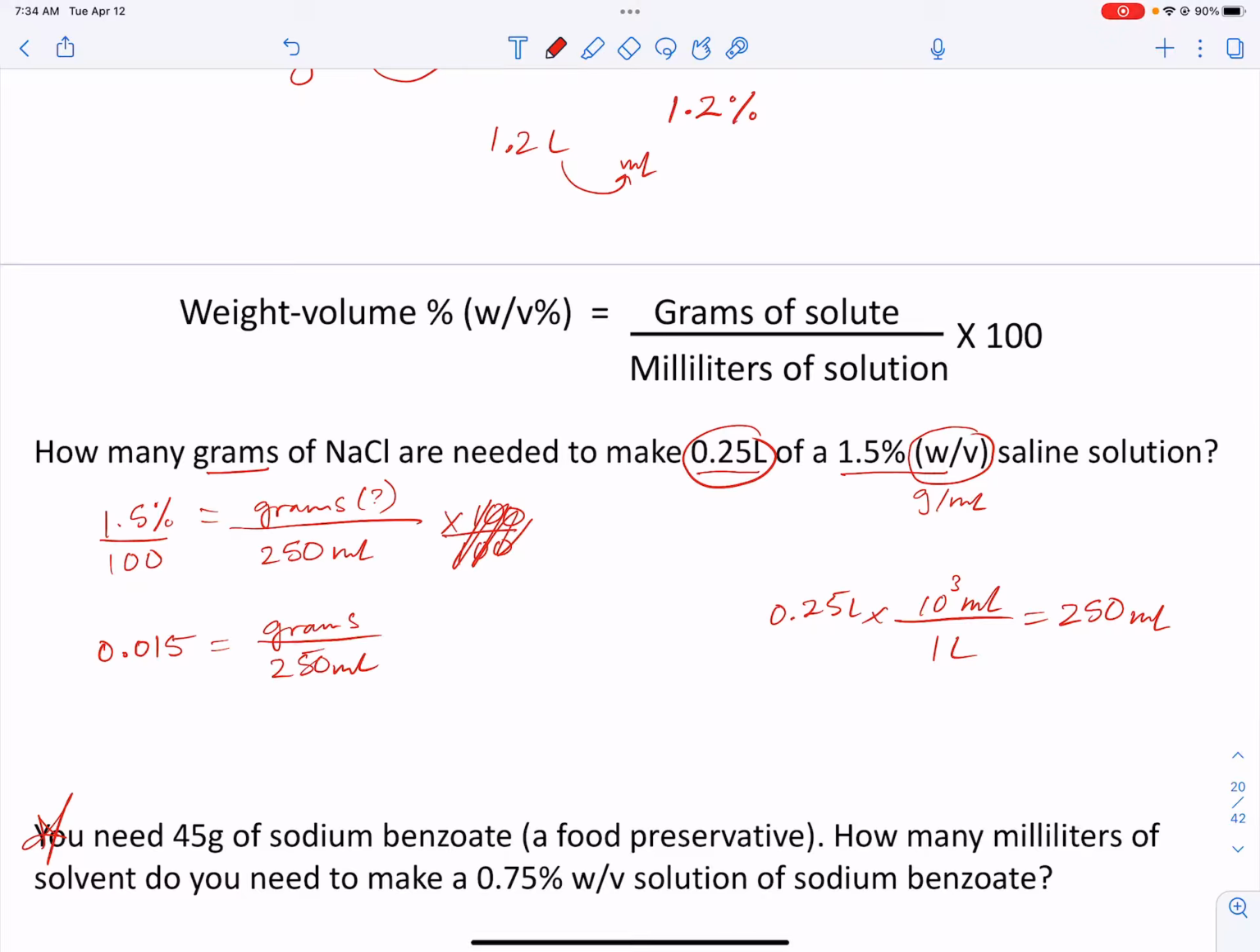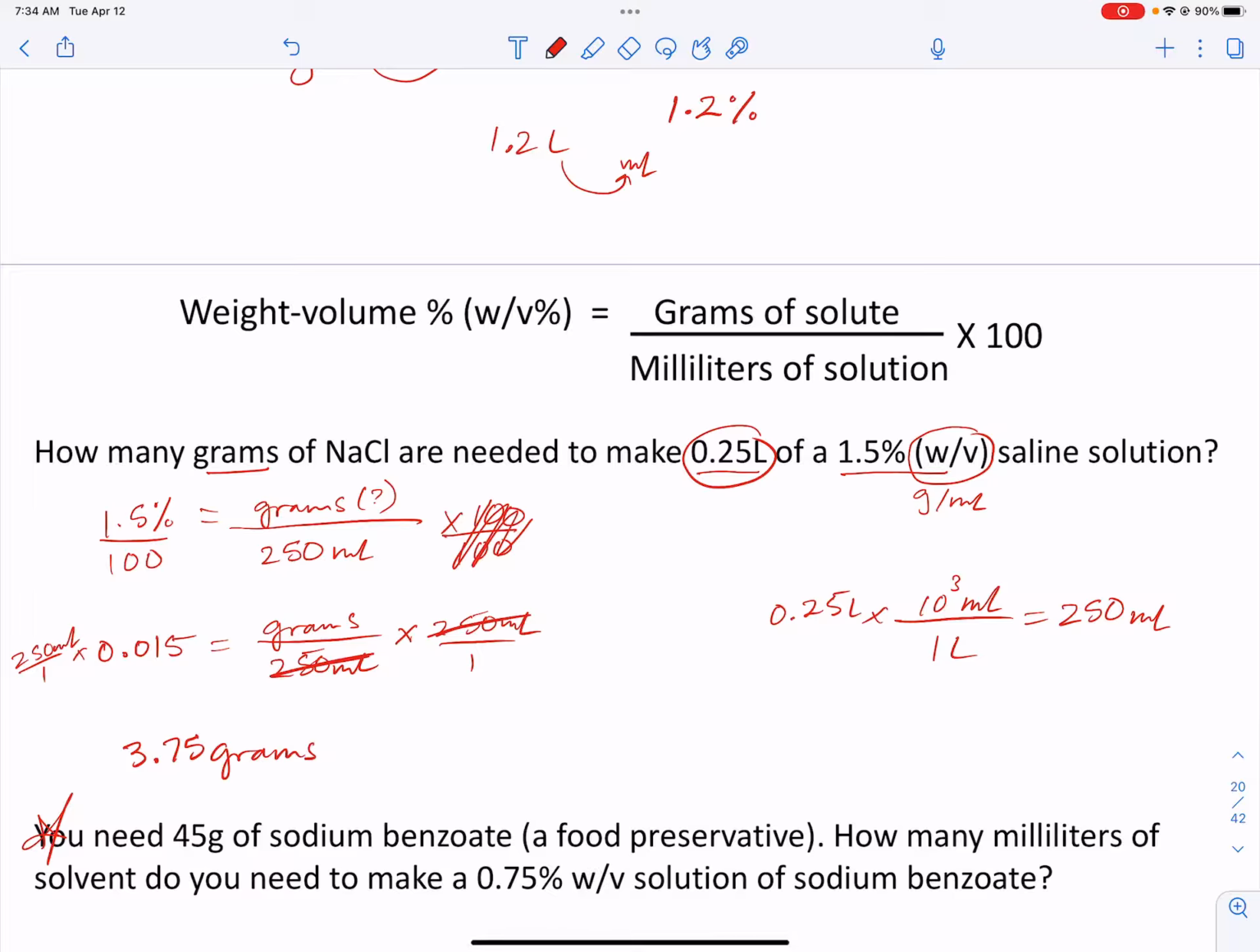Now you have 250 milliliters on the bottom. You want to get rid of that, so you have grams by itself. The only way to do that is by multiplying by 250. You can write it over 1 if you want. So times 250 milliliters on both sides. Now it cancels here and here. And we will do the 0.015 times 250, and you should end up with 3.75. Oh, whoops, wrong units. Grams.